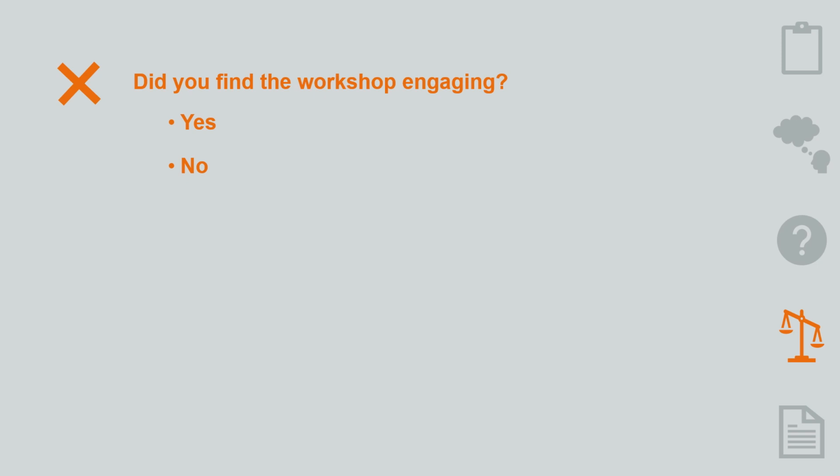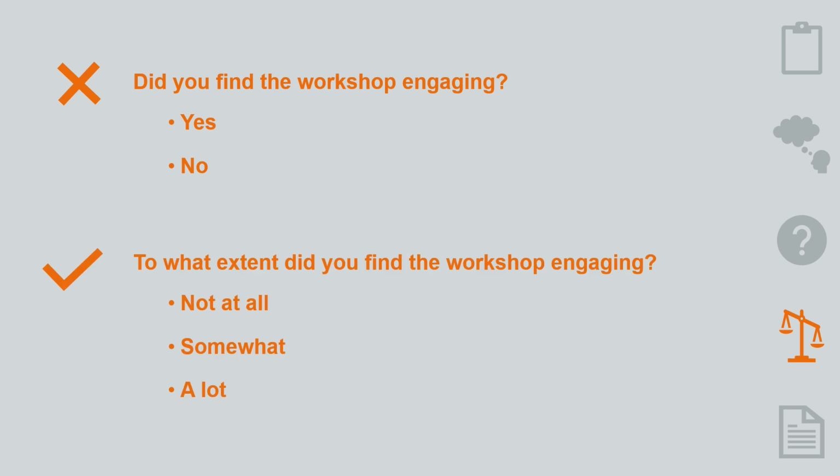For example, you wouldn't simply want to ask a yes or no question saying, "Did you find the workshop engaging?" as it is framed in a way that pushes respondents to choose yes. A more neutral phrasing would be to ask, "To what extent did you find the workshop engaging?" and then providing a response scale.